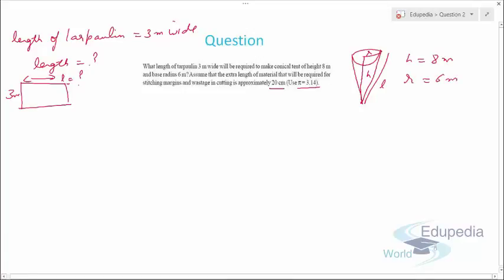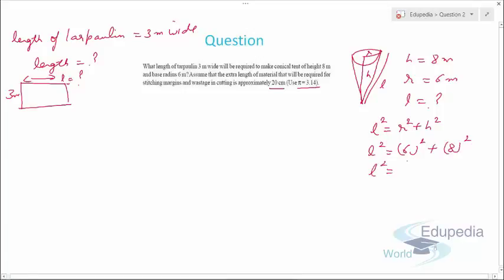Again, slant height is not given, so we need to find it, right? So we again can use the Pythagoras theorem. So it can be L square equals R square plus H square. So L square will be, R will be 6 square plus H will be 8 square.